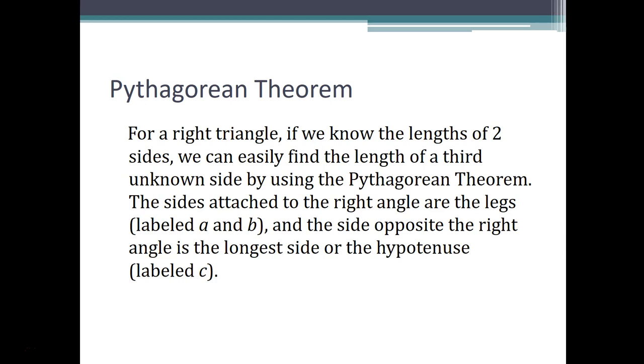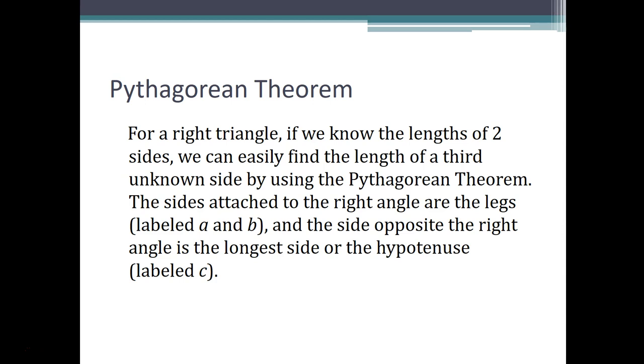Alright, Pythagorean theorem. As promised earlier, we were going to go over the Pythagorean theorem, because I had that one right triangle where I whipped out the length of that hypotenuse. And I was like, well, we'll talk about it later how to get that. If you have a right triangle and you know the lengths of two sides, you can easily find the length of the third unknown side using the Pythagorean theorem.